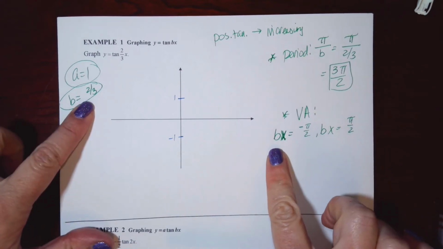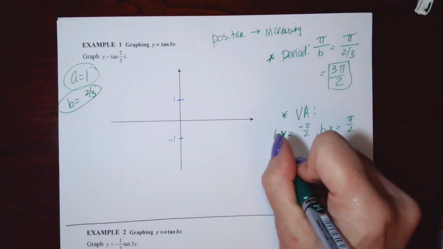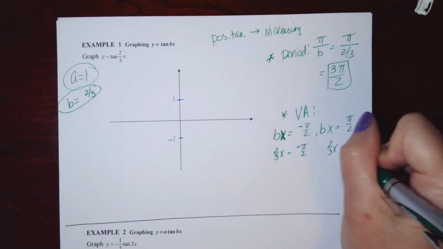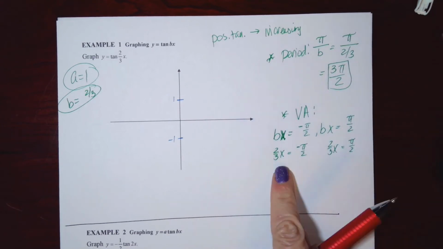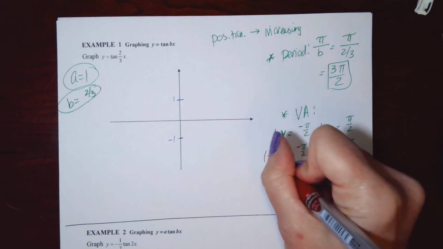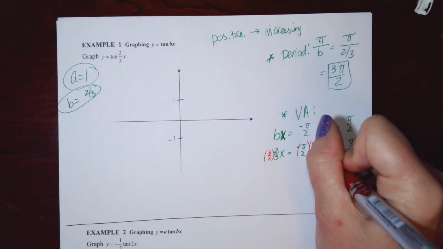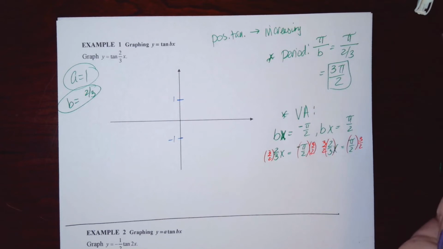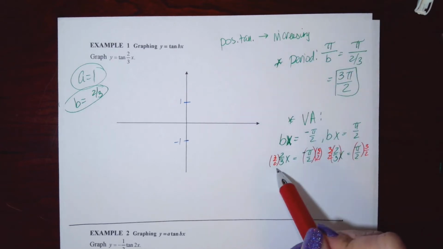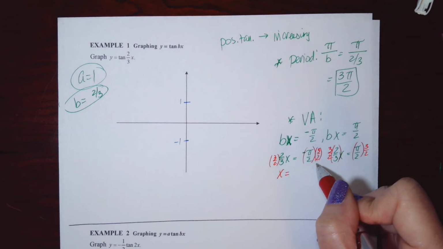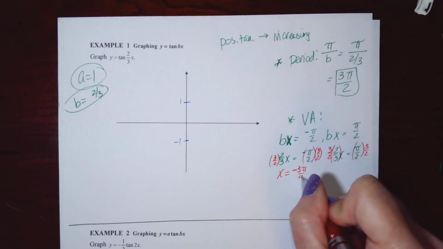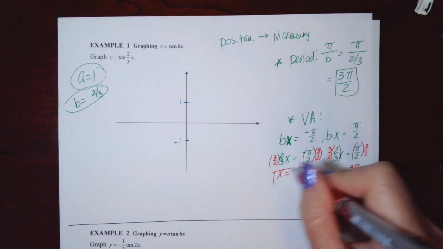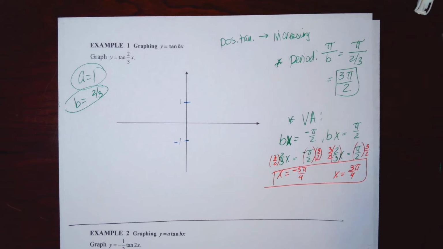I use my value for b, that 2/3, so that I have 2/3 x is equal to negative pi half, and I have 2/3 x is equal to positive pi half. Well, to solve for x, I'm going to multiply by the reciprocal, that 3/2. I'm working this for both equations, right? So anything times its reciprocal is 1. This solves x equals, over here x equals a negative 3 pi fourths, and over here x equals a positive 3 pi fourths. That's the two equations for my vertical asymptotes.